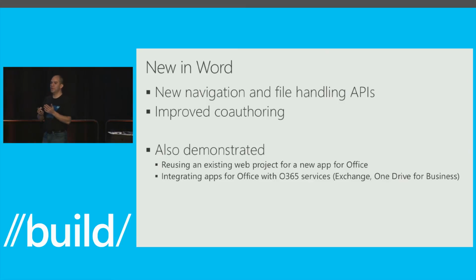We saw a few new APIs that we just added in Service Pack 1 for Word for file handling and navigation. We also added some improved support for co-authoring. So when two users are co-authoring a document, we also have some better handling of how apps behave in those scenarios. We didn't show that, but it's part of the Service Pack 1.